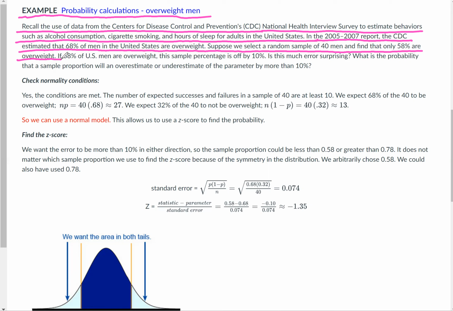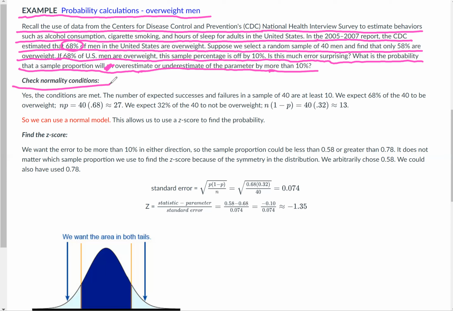Okay, let me say that again. Suppose we select a random sample of 40 men and find that only 58% are overweight, even though it's estimated that 68% of men in the United States overall, the population, are overweight. If 68% of the US men are overweight, this sample percent is off by 10%. Is this much error surprising? What is the probability that a sample proportion will overestimate or underestimate the parameter by more than 10%?